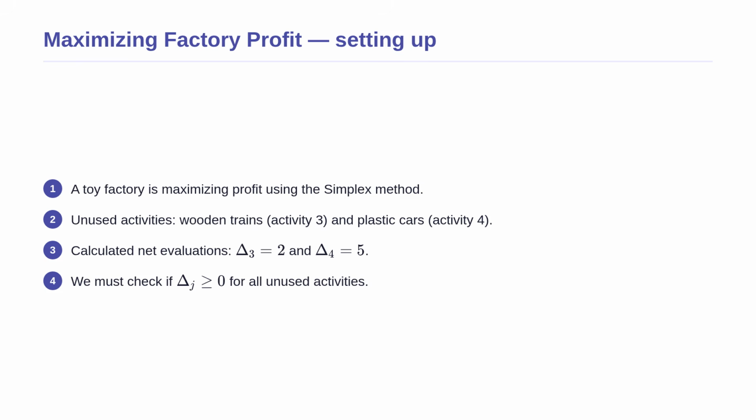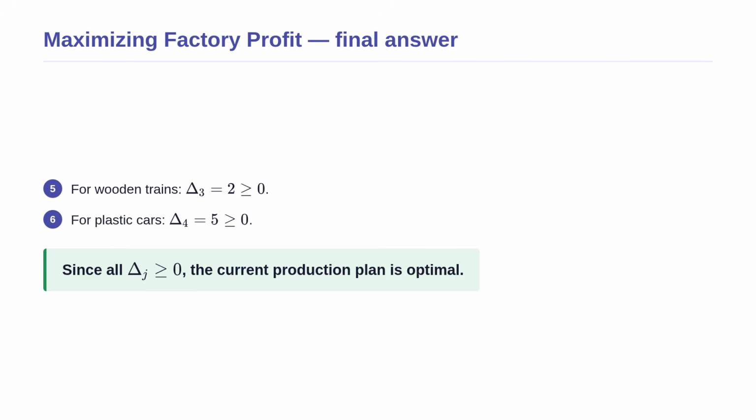Because this is a maximization problem, we choose to check if the net evaluation for every unused activity is greater than or equal to 0. Continuing with our factory example, let us evaluate these numbers. For the wooden trains, delta 3 equals 2. This tells us that producing one wooden train would actually decrease our overall profit by $2 because it takes away valuable resources from more profitable toys. For the plastic cars, delta 4 equals 5, meaning producing one would decrease profit by $5.